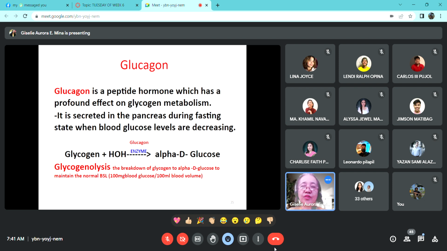Now, what is glucagon? This is a peptide hormone which has a profound effect on glycogen metabolism. Why? It is secreted in the pancreas during fasting. During the fasting state, when blood glucose level is decreasing, especially now that Holy Week is coming, or for our Muslim friends, they do Ramadan for 30 days. They are not eating, not drinking during daytime, once the sun rises, until they wait for the sunset before they can start eating again.